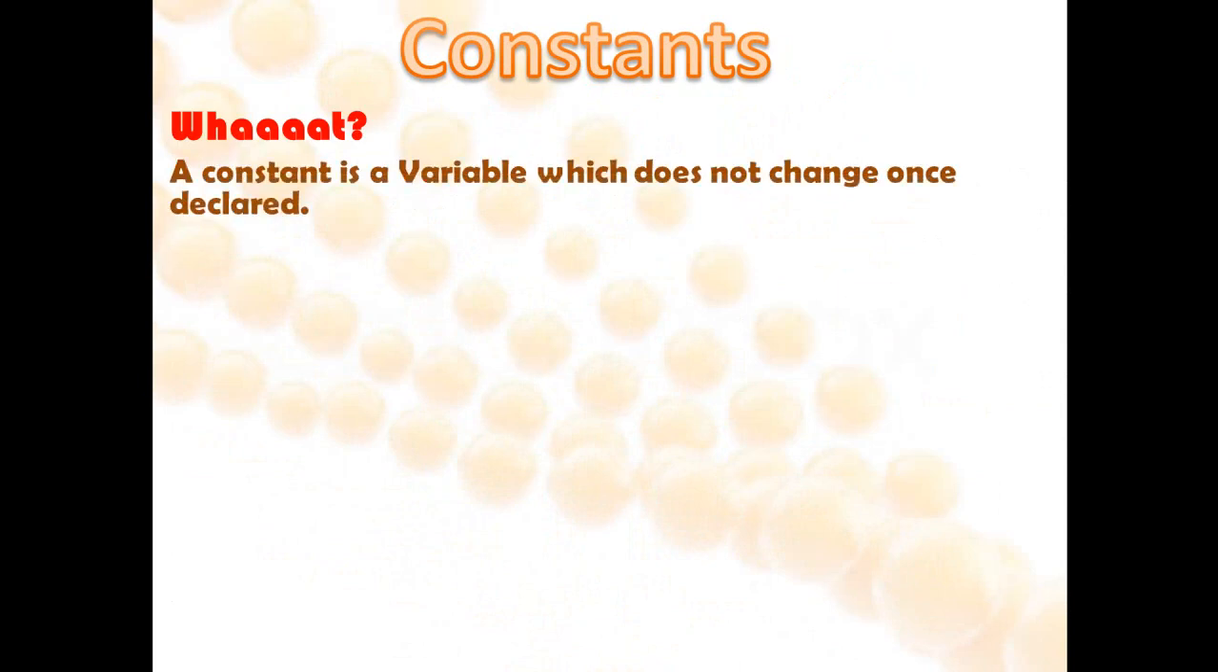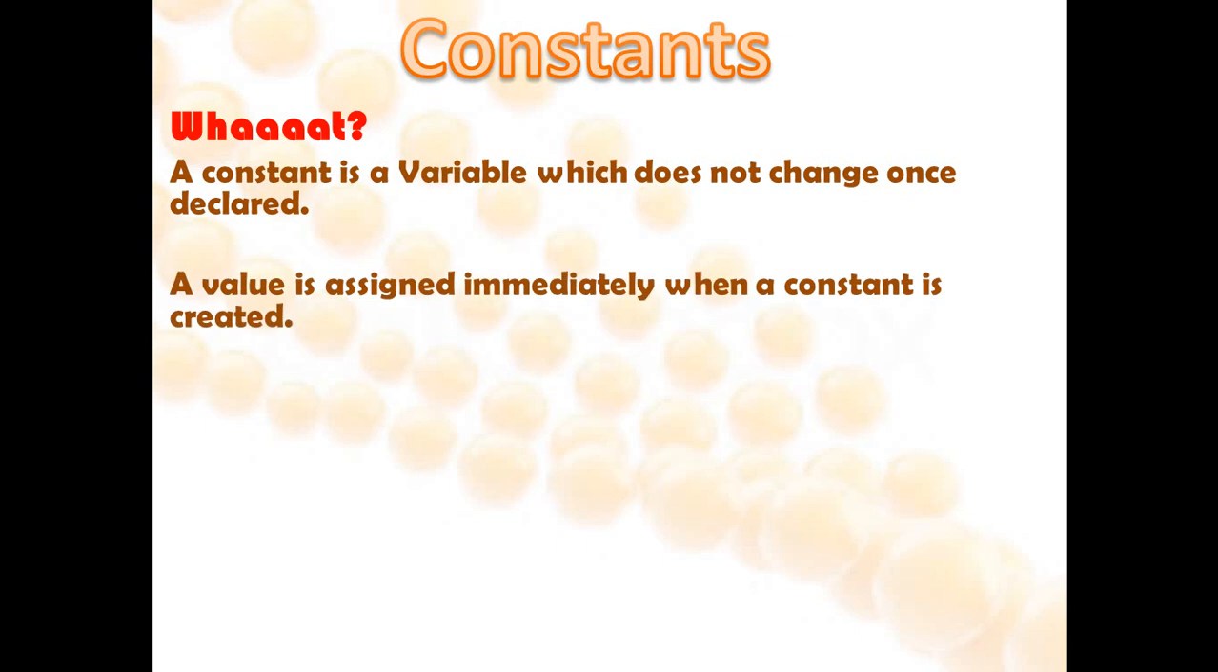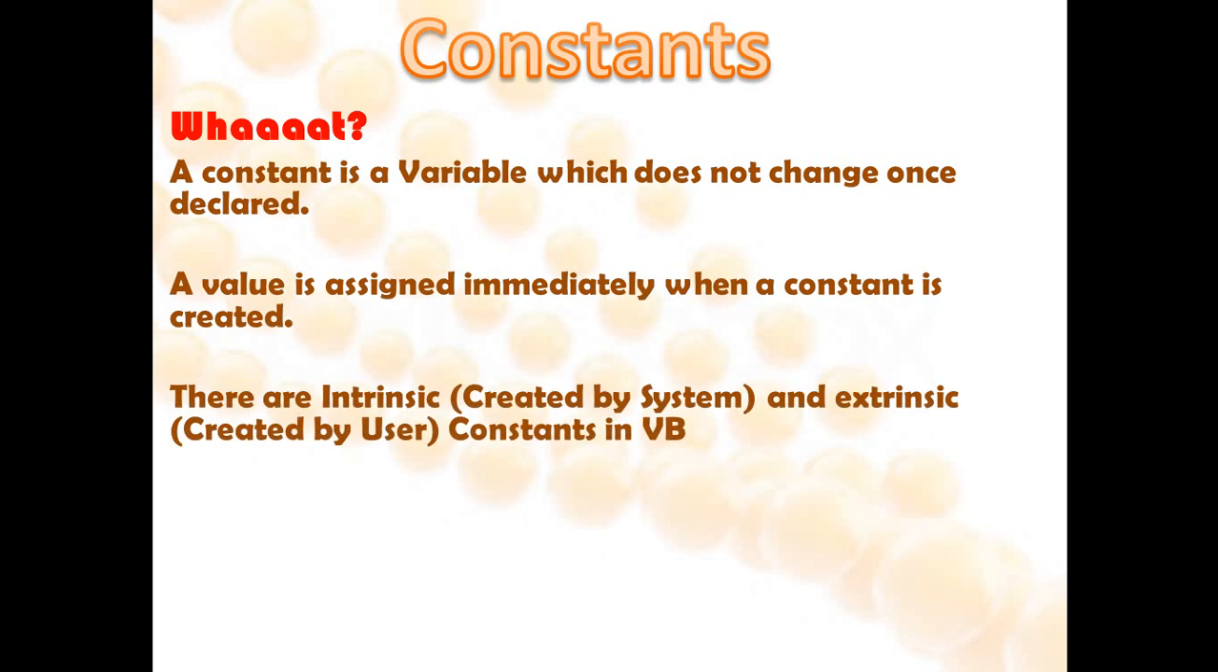So the other things are constants. We have seen that we have constants and variables. Constants are just variables, only that they hold a static value, a value which does not change. So it's a variable which does not change once declared. A value is assigned immediately when a constant is created. So you create a constant and assign a value there and then. There are two types of constants.